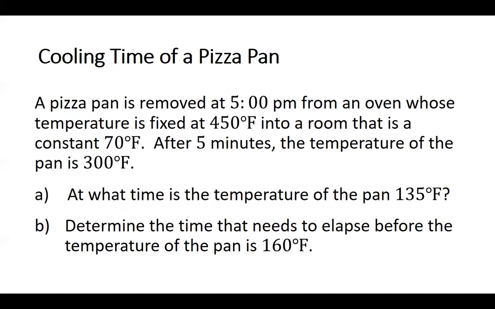Question you're asked, at what time is the temperature of the pan 135 degrees Fahrenheit? So it's not after how many minutes, it's at what time. We're starting at 5 p.m. So once we determine how long it takes for it to get to 135 degrees, we have to add that to 5 p.m. And 2, determine the time that needs to elapse before the temperature of the pan is 160 degrees. So now we're looking for a time elapsed for it to get to 160 degrees Fahrenheit.